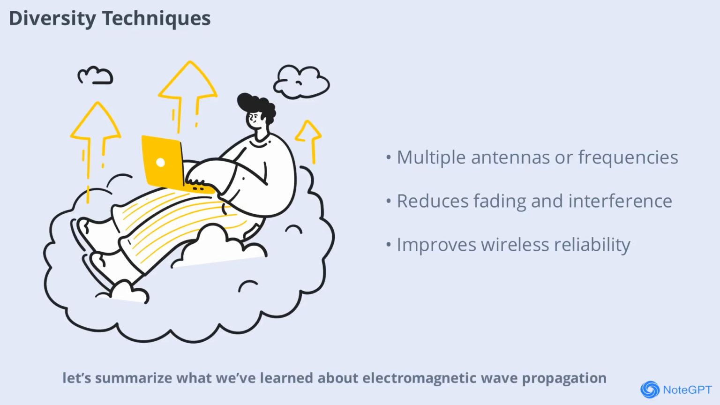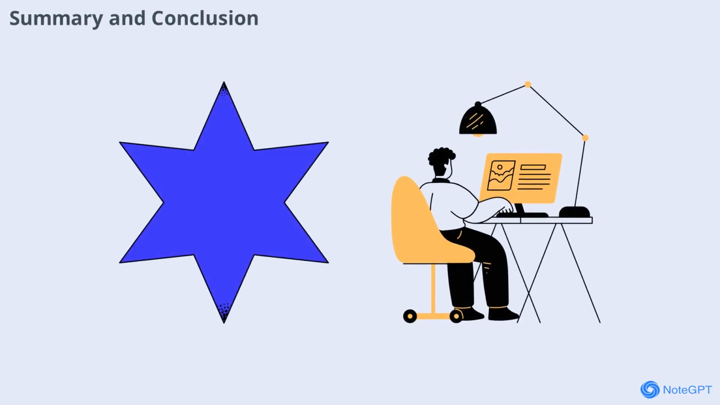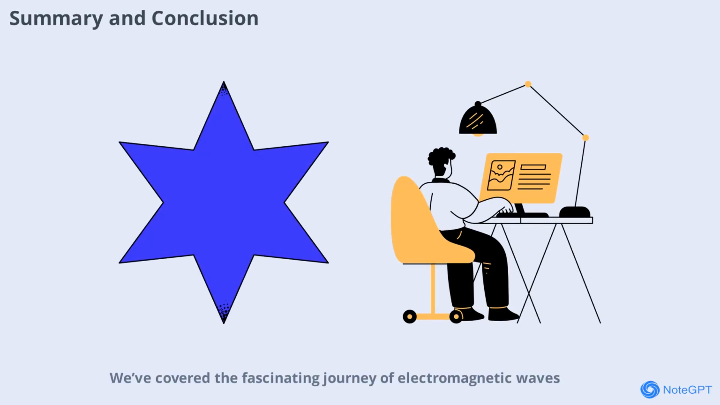Next, let's summarize what we've learned about electromagnetic wave propagation. We've covered the fascinating journey of electromagnetic waves, from their generation and propagation to the many factors that influence their travel. Understanding electromagnetic wave propagation is essential for modern technology, from communication networks to medical imaging. By mastering concepts like reflection, refraction, interference, and attenuation, engineers and scientists can design better systems for our connected world. We hope this video has given you a clear and engaging overview of how electromagnetic waves move and why they matter in everyday life.